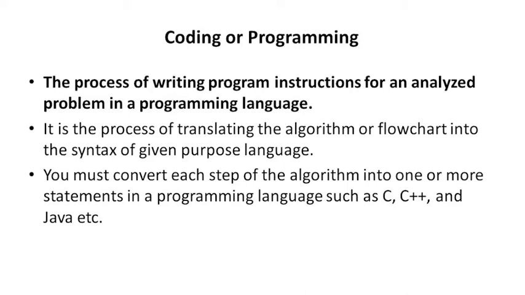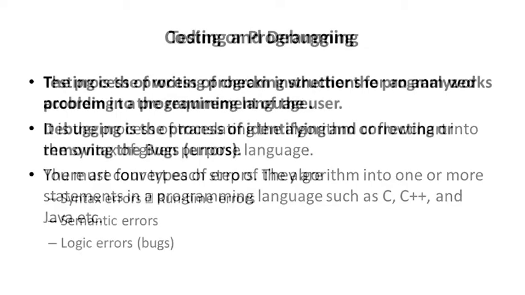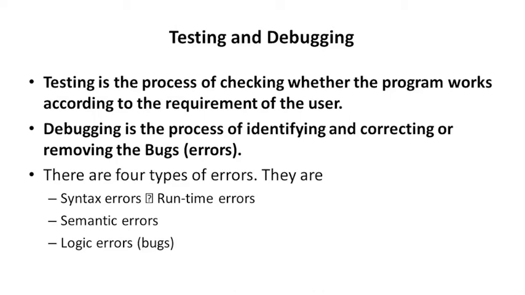You must convert each step of the algorithm into one or more statements in a programming language such as C, C++, Java, etc. Testing and debugging. What is testing? Testing is a process of checking whether the program works according to the requirements of the user. That is called testing. Debugging is the process of identifying and correcting or removing the bugs, that is errors. Okay, checking and correcting the errors.